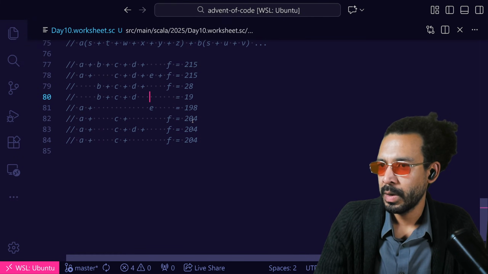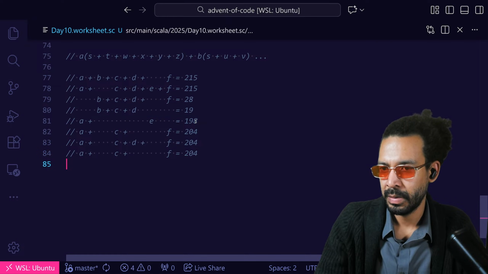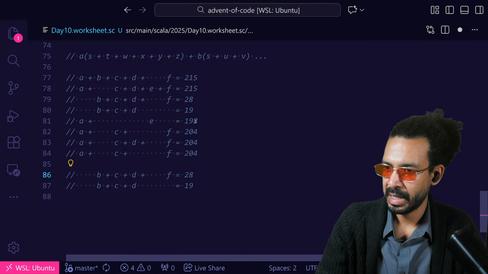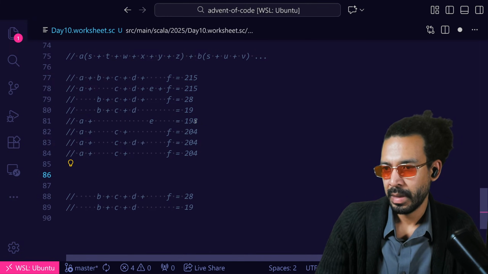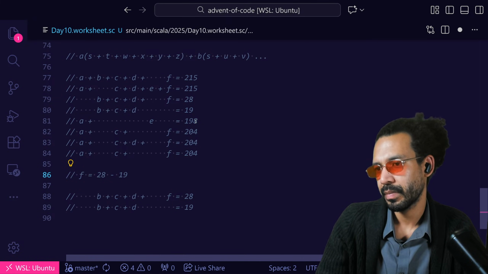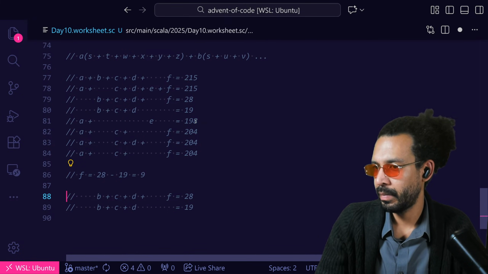Where are some obvious bits? So this one here, right? If we plug one into the other, that implies that F equals 28 minus 19, which is 9.